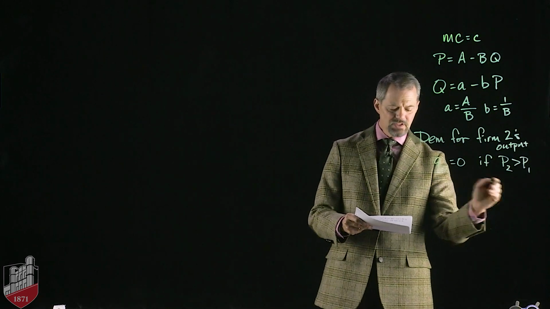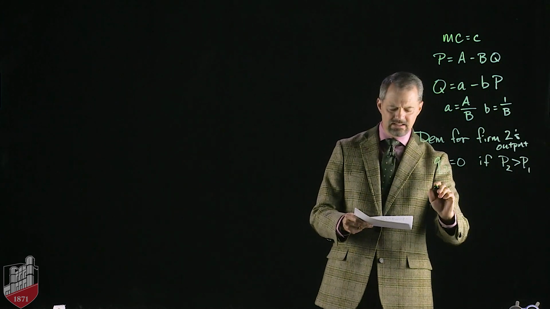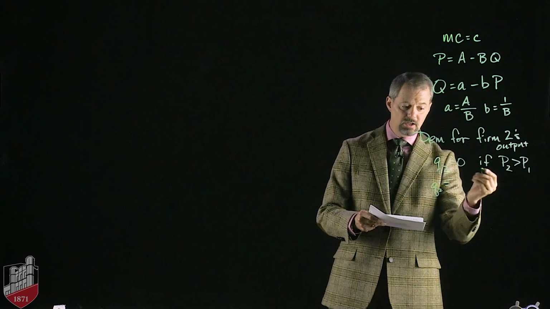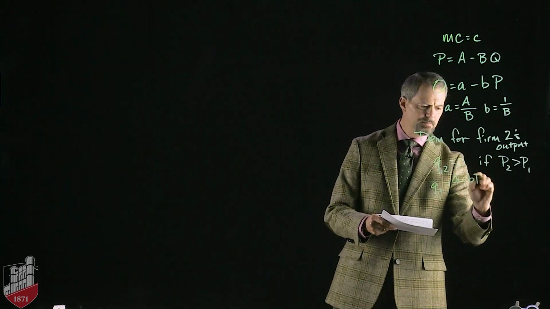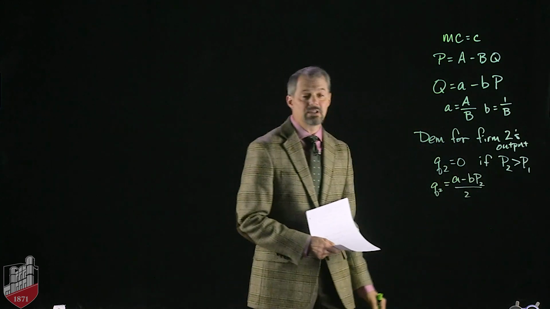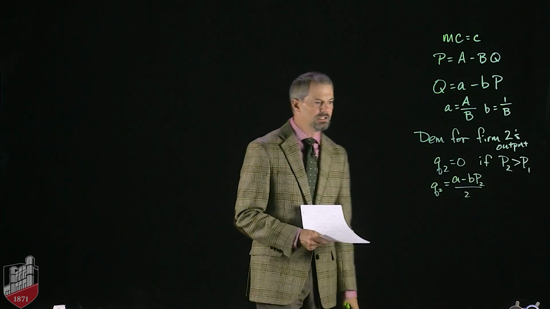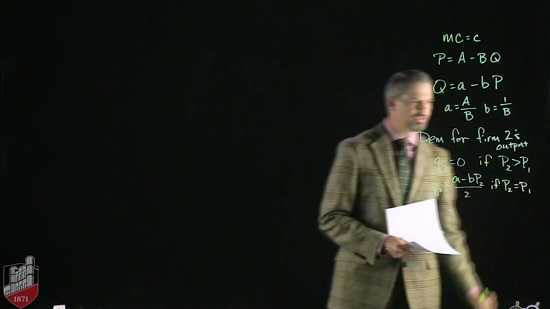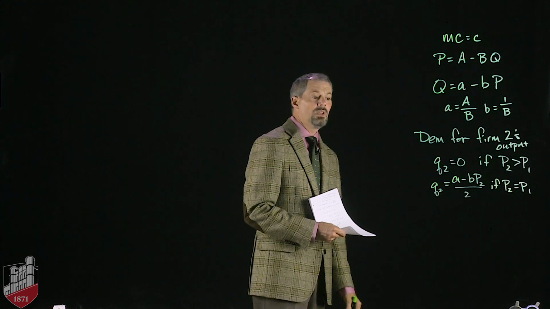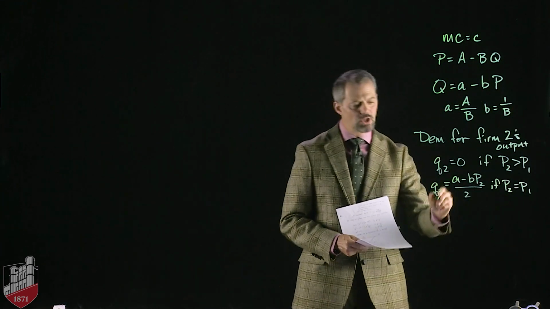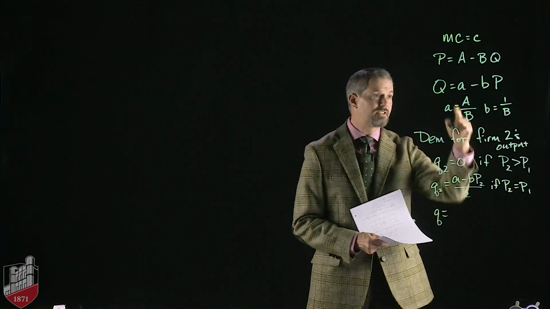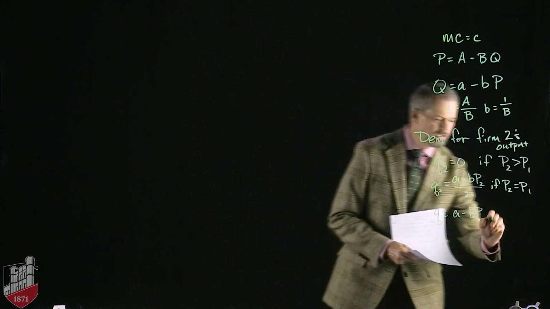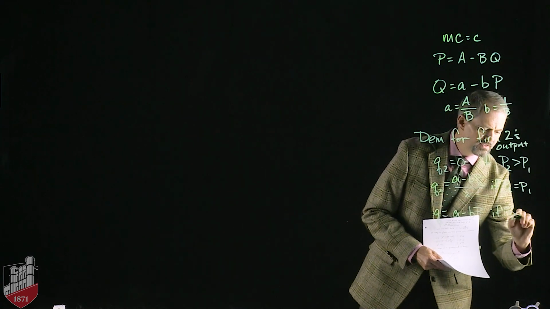Let's think about if they have the same price, then quantity demanded from firm 2, the demand curve is going to be the market demand curve divided by 2. It's going to be A minus B P2 divided by 2. They are going to sell half of the market quantity, and that is going to be true if P2 and P1 are equal to each other. And then finally, if P2 has the lower price, the quantity that it's going to sell is going to be the full market quantity, A minus B times P, if P2 is less than P1.